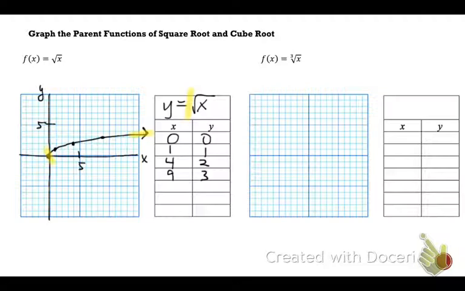Let's identify the domain and range. So remember, our domain is limited. We need values that are either 0 or positive. And then because of that, we only get 0 and positive numbers out.